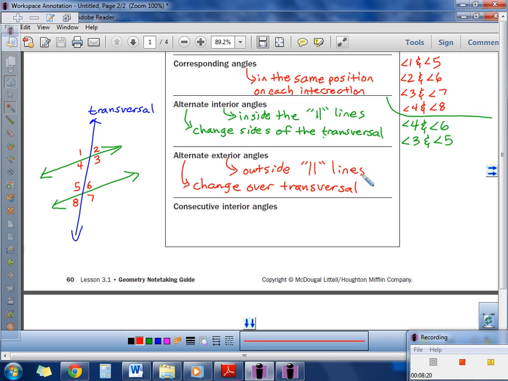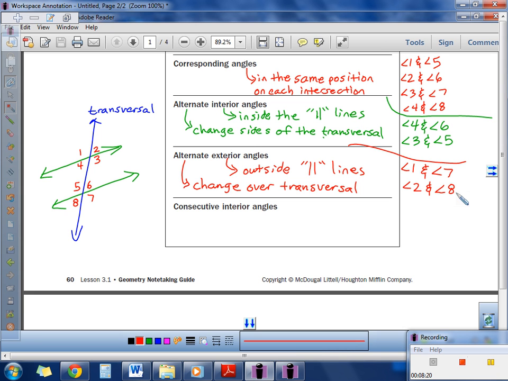So if I pick out angle 1, that's going to be alternate exterior to, we flip over, we slide outside, 1 and 7. What's the other pair? 2 and 8. You could also say 8 and 2. Same thing. The last one is consecutive interior.